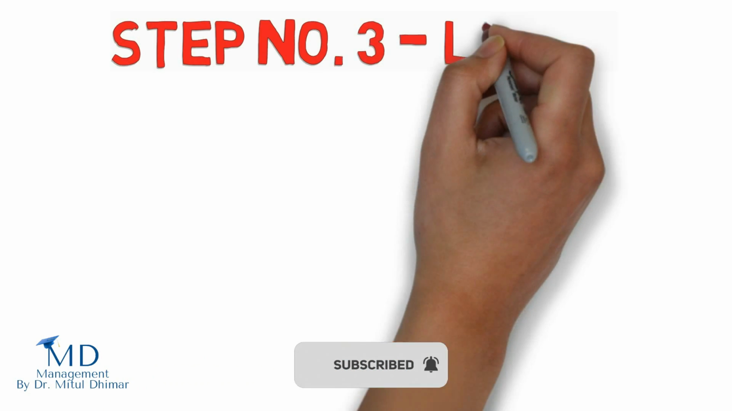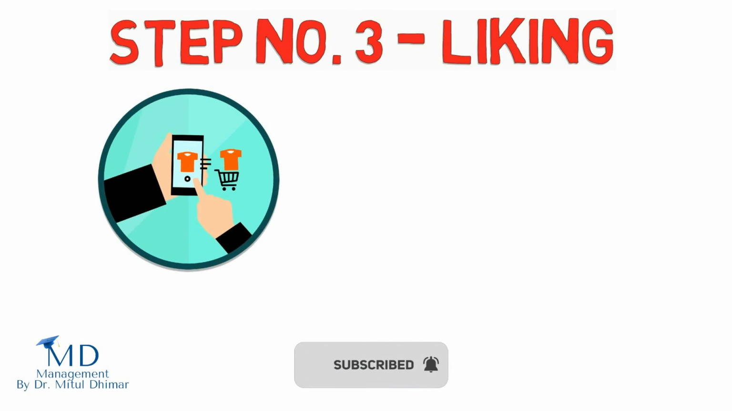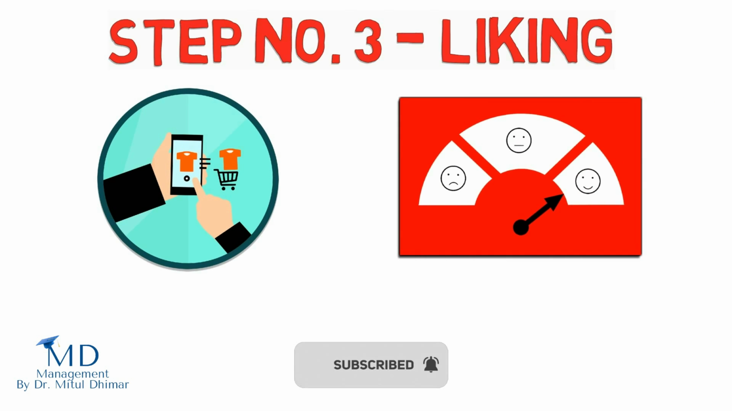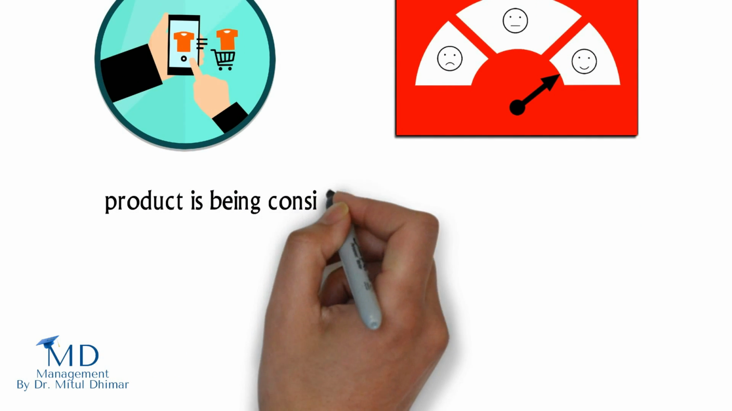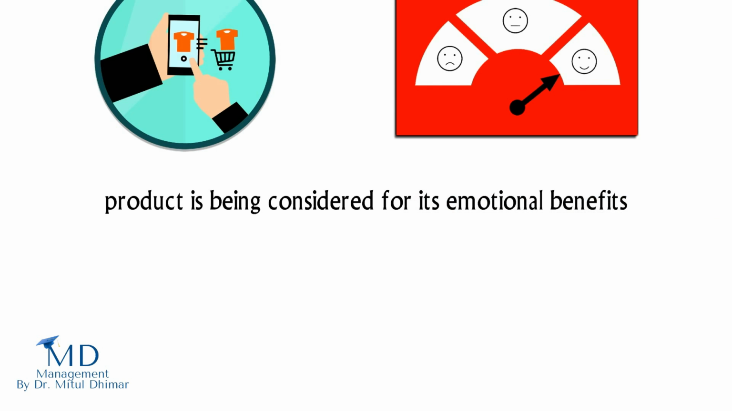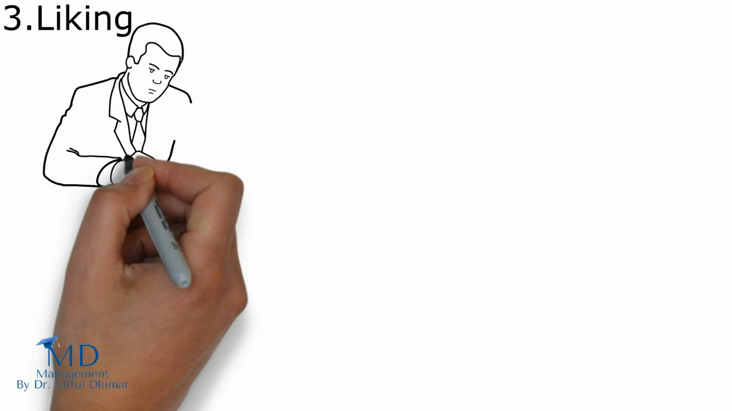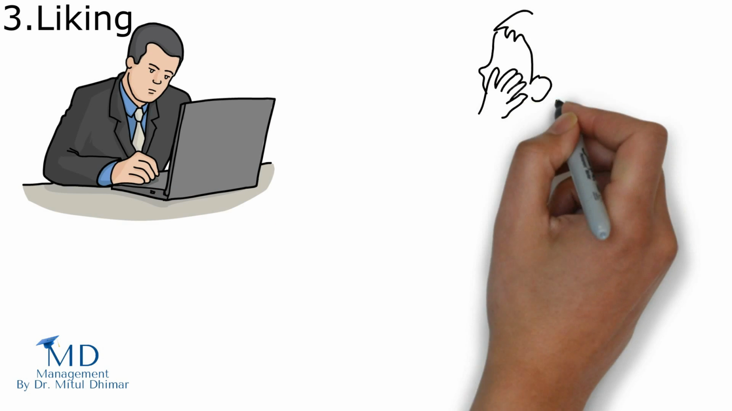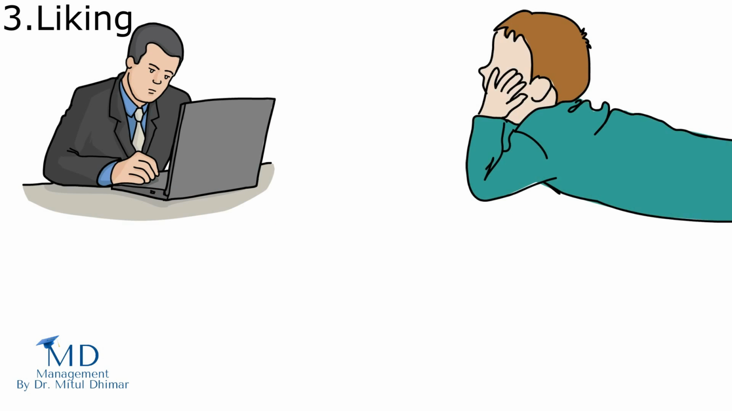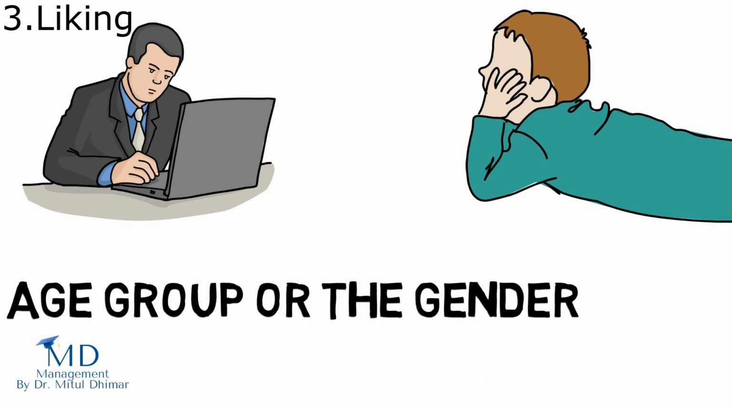Step number 3, liking. This is where the consumer builds a liking towards your product. This is where your product is being considered for its emotional benefits. Be sure to make them prominent. It could be understood as you have to know where you want to direct your product's attention, that is, the age group or the gender which is targeted and taken into account.